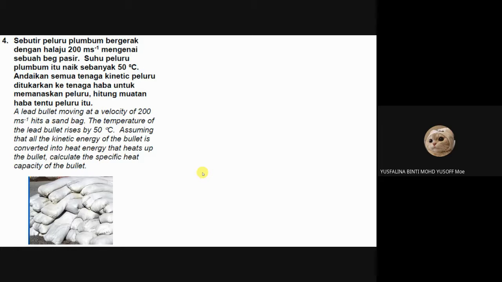Okay, so what's the formula that you should use for this one? It's already said that all the kinetic energy we change to heat energy. Half mv square is equal to mc theta. Yes, very good. But for this one, they didn't give you the mass, right? But the mass is the same on both sides, so we just cancel it. So now you are only left with half v square equals c theta. So you need to find the c here.